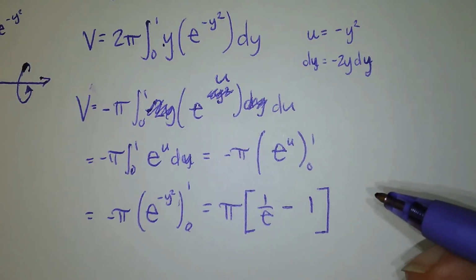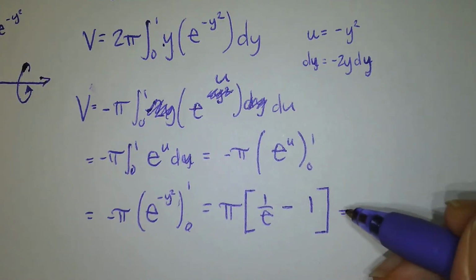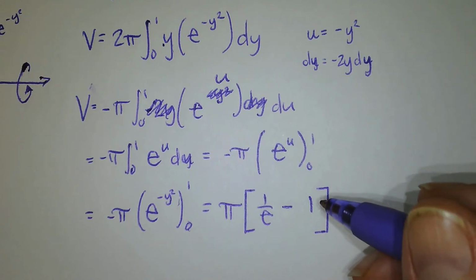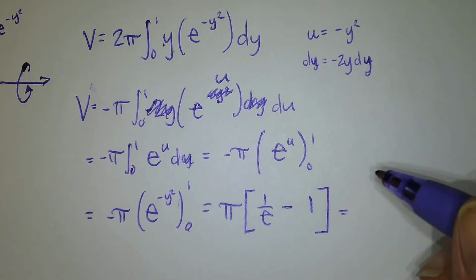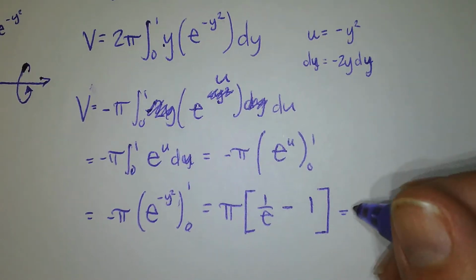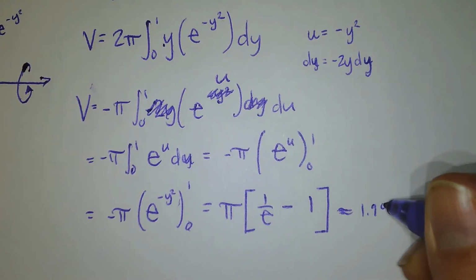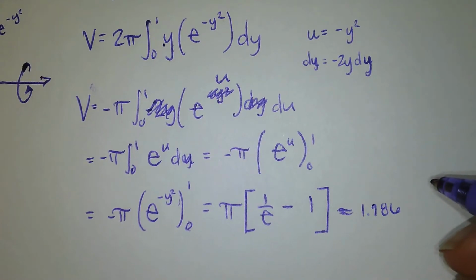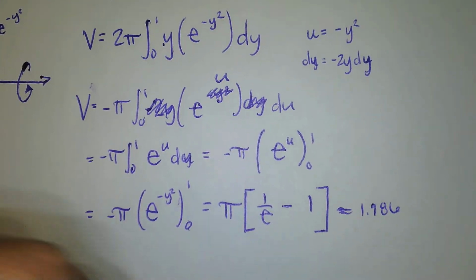So here's what our expression would be once we plug everything in. Anyhow, you do all this, and this one we wouldn't keep in terms of pi because it's just going to be a mess. So it's roughly 1.986 for the volume. Okay.